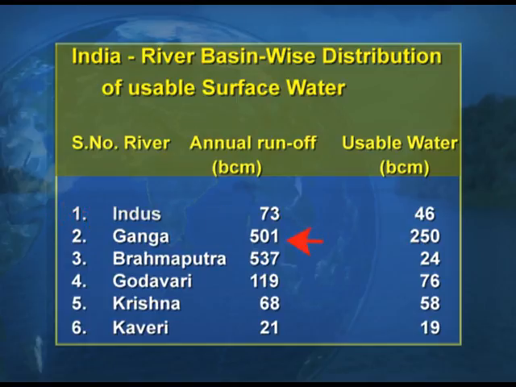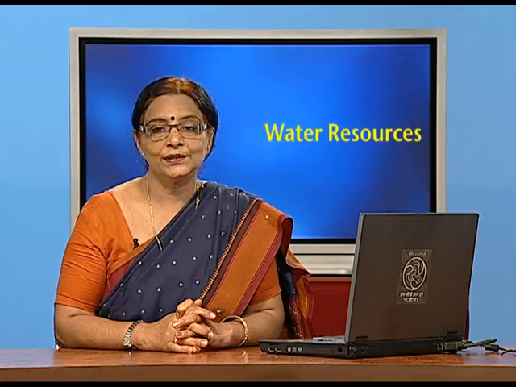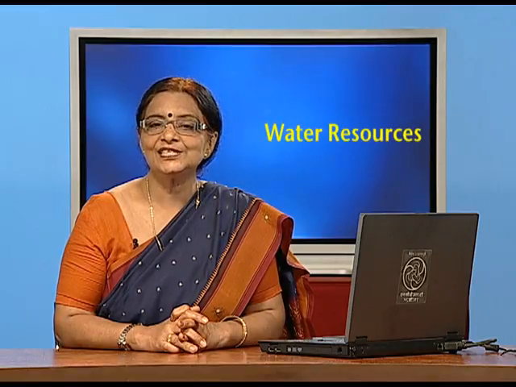If we compare that with the usable water, you will find a lot of difference in both the rivers. For Brahmaputra, it is only 24 billion cubic meter, whereas for river Ganga, it is more than 10 times, that is 250 billion cubic meter of the usable water. So, my question to you, dear children, is to find out the reasons why river Ganga has a greater percentage of usable water in comparison to river Brahmaputra. So, try to find out the reasons for that.